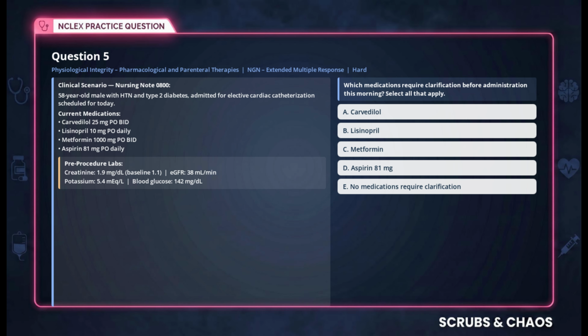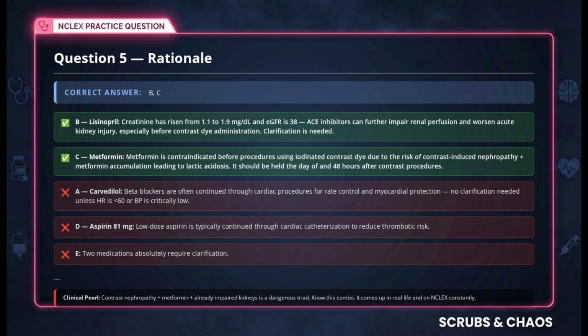E. No medications require clarification. B and C. Lisinopril and metformin. Lisinopril: potassium is already 5.4, and the kidneys are struggling with a creatinine of 1.9. Adding an ACE inhibitor before contrast dye? Clarify that. Metformin: contrast dye plus metformin is an acute kidney injury risk. Most protocols hold metformin 24 to 48 hours before and after contrast.